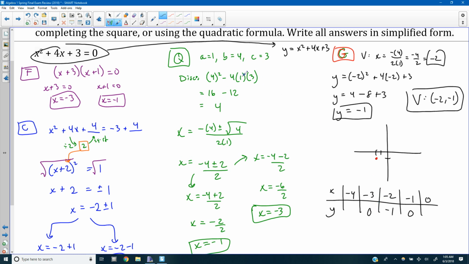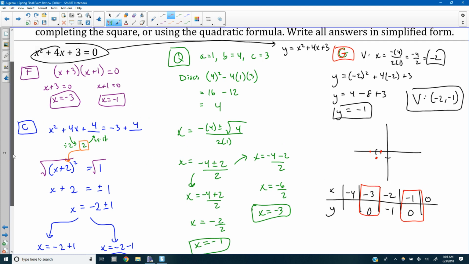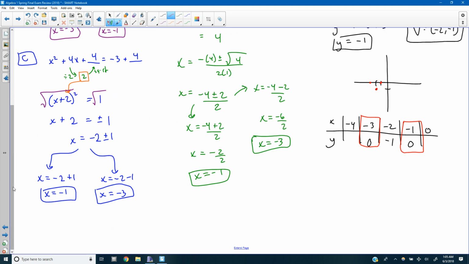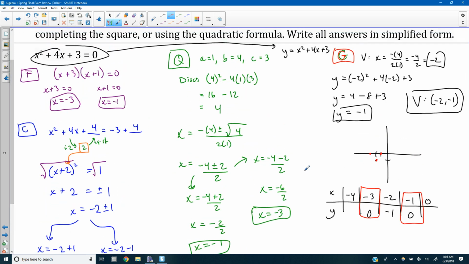Okay, so this matches our answers that we got before here. Negative 3, 0, and negative 1, 0 seem to match everything that we've been getting here before. Negative 3, negative 1. So that would be solving by graphing.